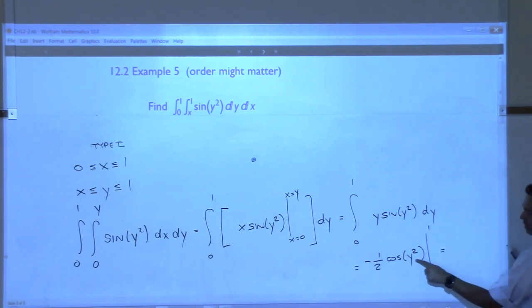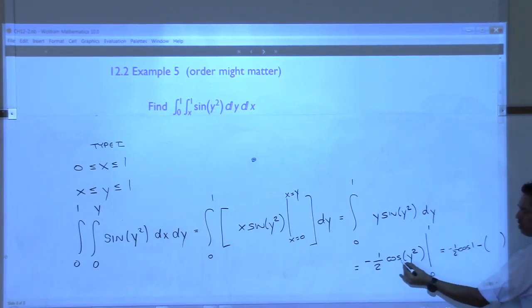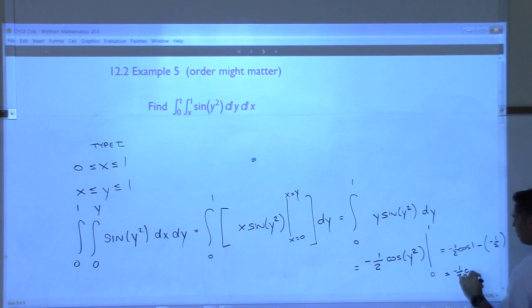So if you plug in 1 here, well, cosine of 1 is something, right? 1 squared. So this can be negative 1/2 cosine of 1. And then minus, plug in 0. What do you get when you plug in 0? Cosine of 0 is 1, right? So you just get minus 1/2 here. So this is minus 1/2 cosine of 1 plus 1/2.